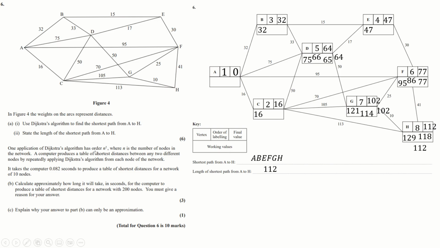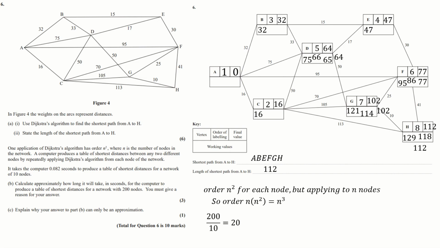Good. The algorithm has order n squared, but that's n squared for each node you use. And they want to use this algorithm on n different nodes. So actually, it's going to have order n squared times n, since you're applying it to n nodes. So that implies order n cubed. Now, we're going to do 200 nodes divided by 10, so that's an increase of 20 times the number. So we're going to multiply this amount of time by 20 cubed to find how much time it actually takes. Explain why this is an approximation.